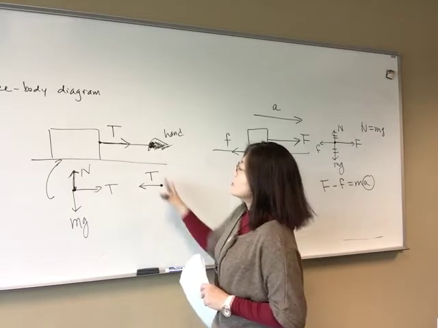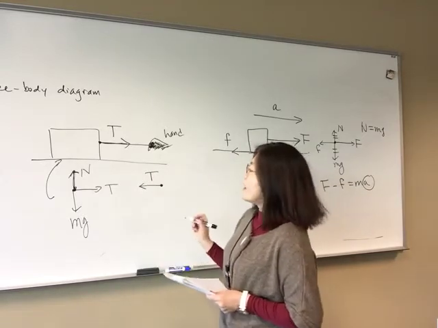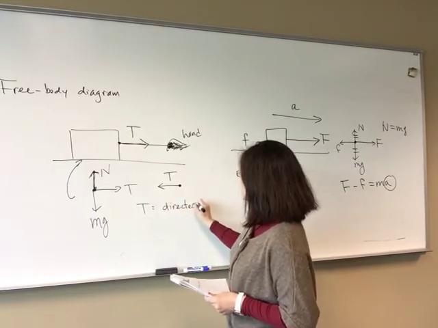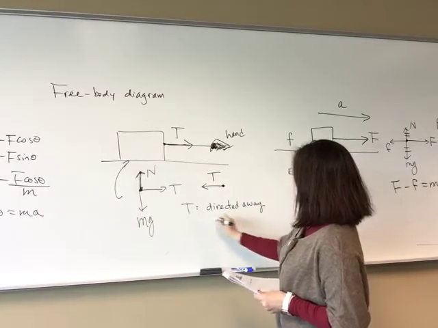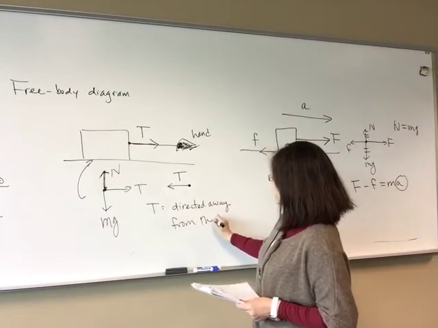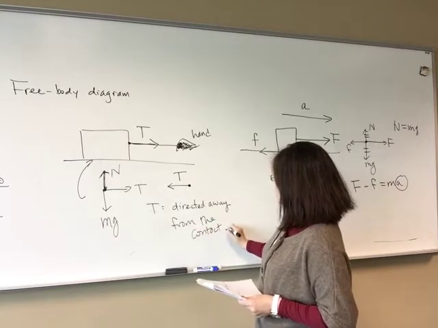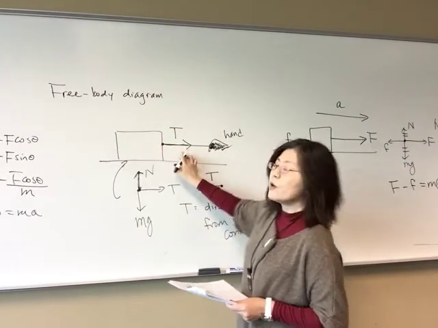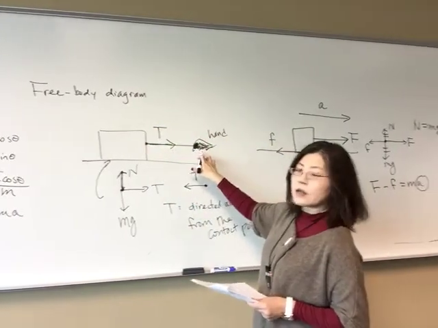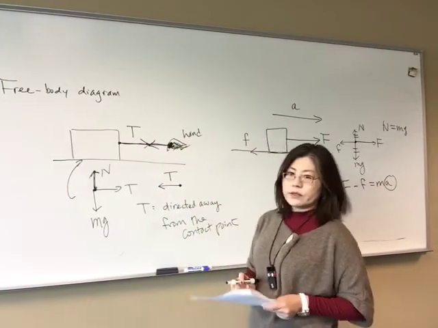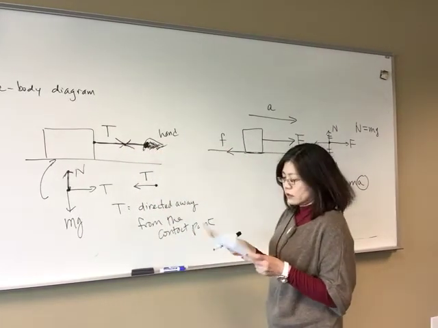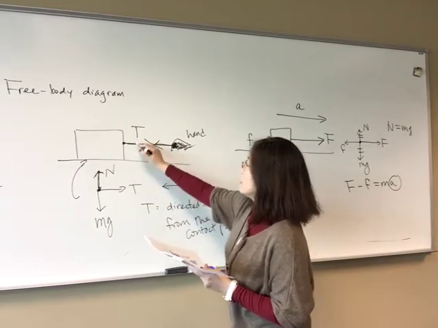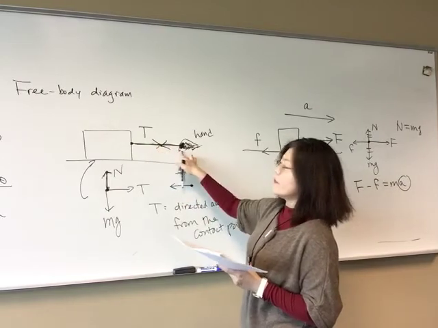So to summarize, the direction of tension is always directed away from the contact point. At this point, that's a contact point, so away from the contact point. At this point, it is a contact point, so away from the contact point. Okay, so this is the tension acting on the hinge. So you can see that, even though on the same rope, you have the tension this way and tension that way.